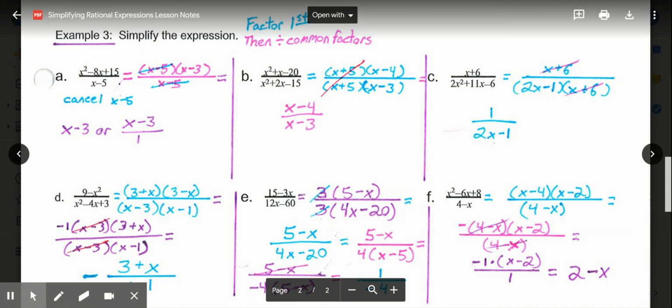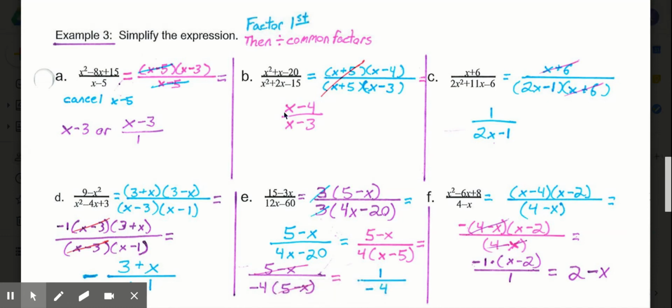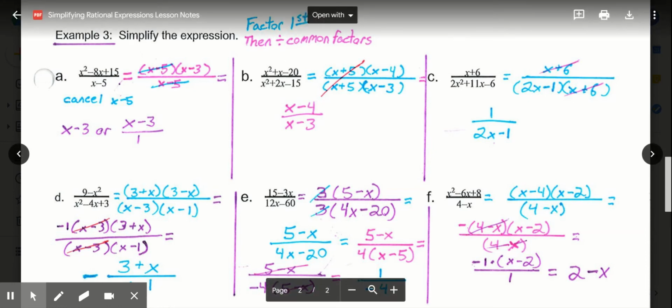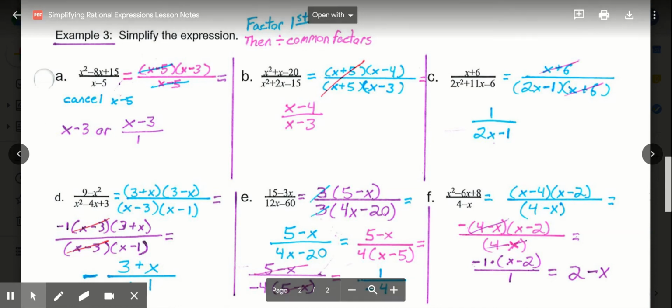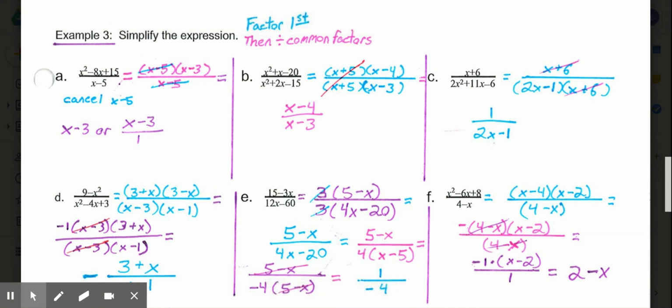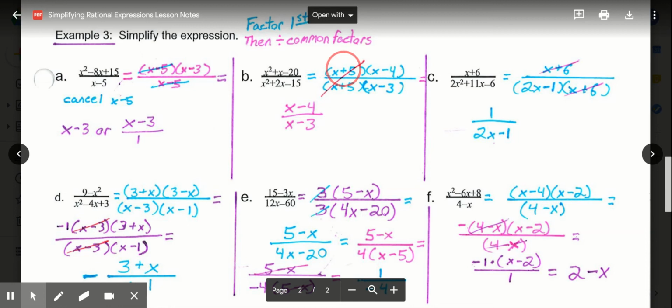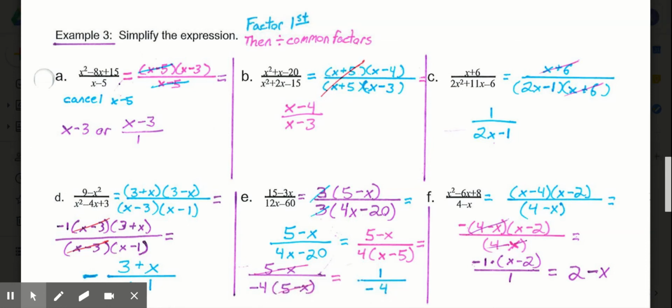In B, trinomials on top and bottom, so both have to be factored. The top, x squared plus x minus 20, factors to x plus 5, x minus 4. And then our bottom, x squared plus 2x minus 15, factors to x plus 5, x minus 3. So then the x plus 5's can cancel, and our simplified answer is x minus 4 over x minus 3.